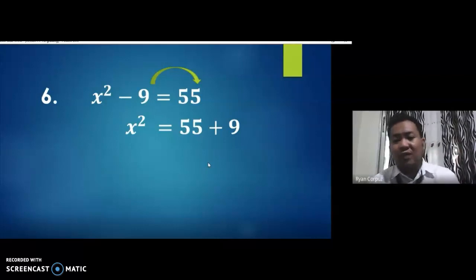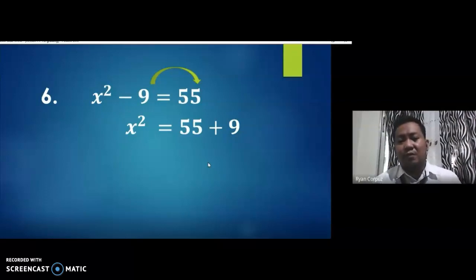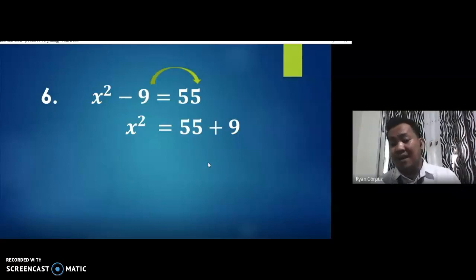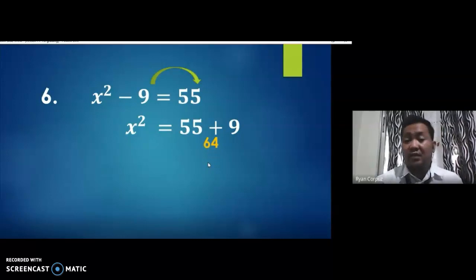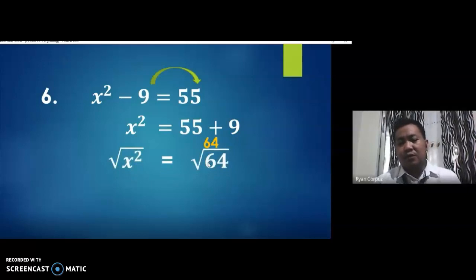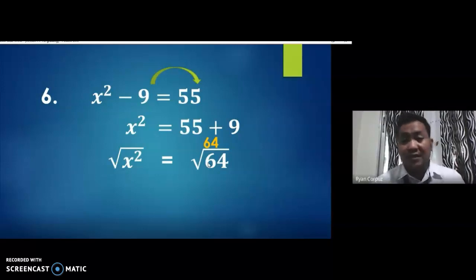You added 9 on the left side and you added 9 on the right side. So negative 9 plus 9 will be cancelled out. Then what we will have is just 55 plus 9 on the right side. Then 55 plus 9 is 64. Then we have to get the square root of both sides of the equation. Since 64 is a perfect square, we can easily get the square root now.